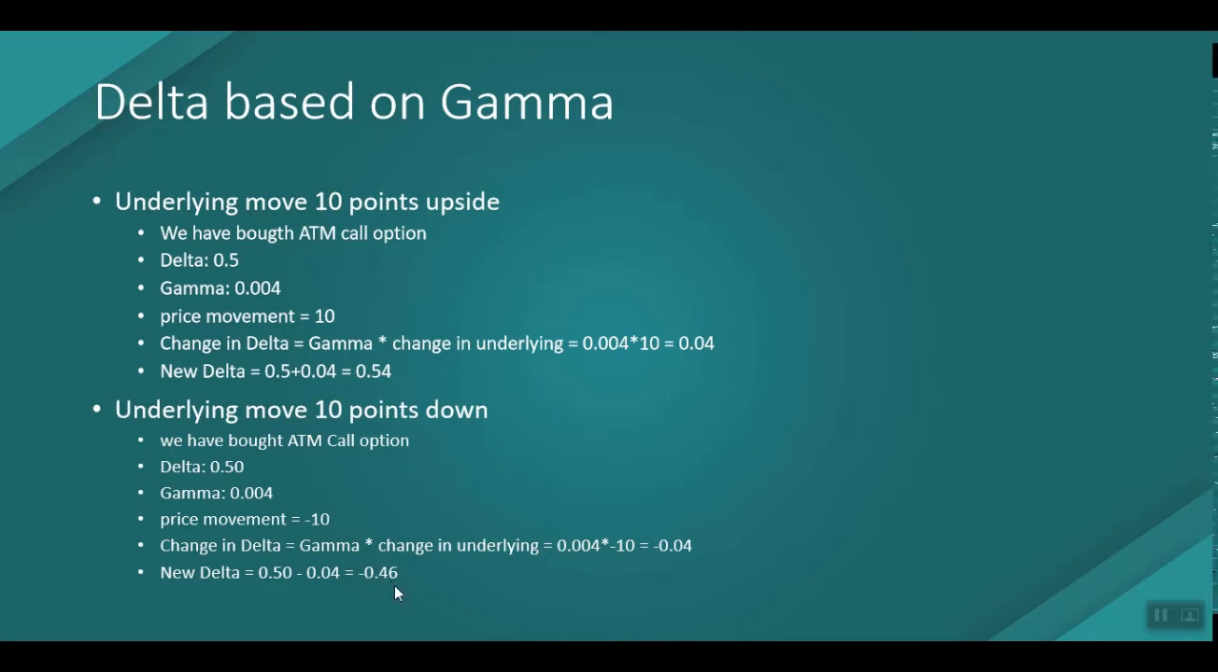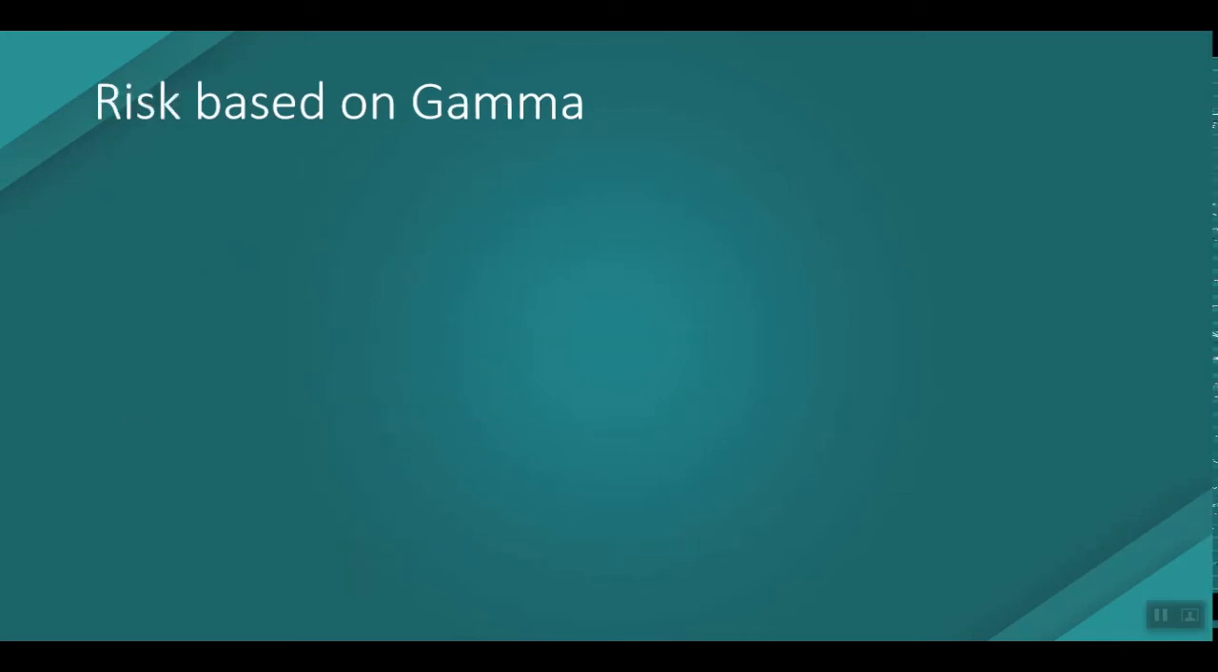Okay, so this is why you have to look at the delta value first, and then you have to look at the gamma. If you are an option buyer, then this gamma will help you if the trade goes against you, or it will give you good profit if the underlying stock is moving in your direction. So risk based on gamma: the trader can define the risk based on the gamma.